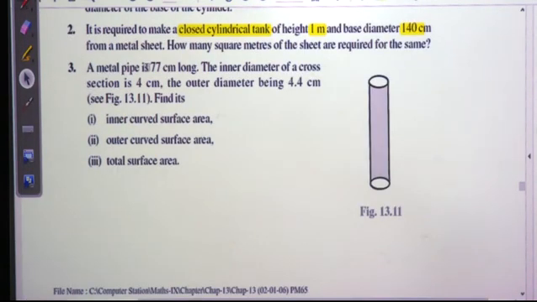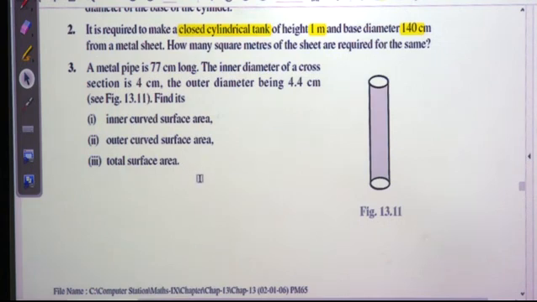A metal pipe is 77 centimeter long. The inner diameter of a cross section is 4 centimeter. The outer diameter being 4.4 centimeter. Okay. Find its inner curved surface area, outer curved surface area and total surface area.